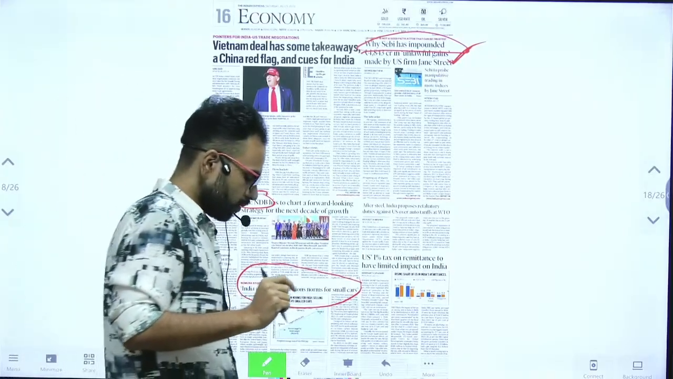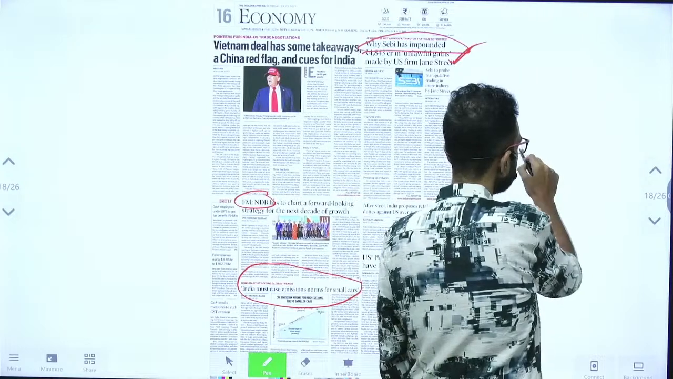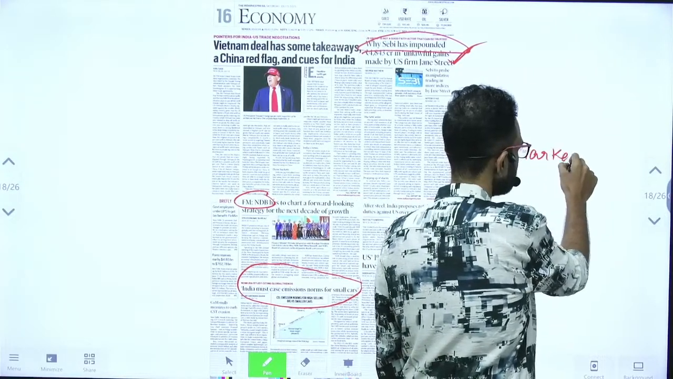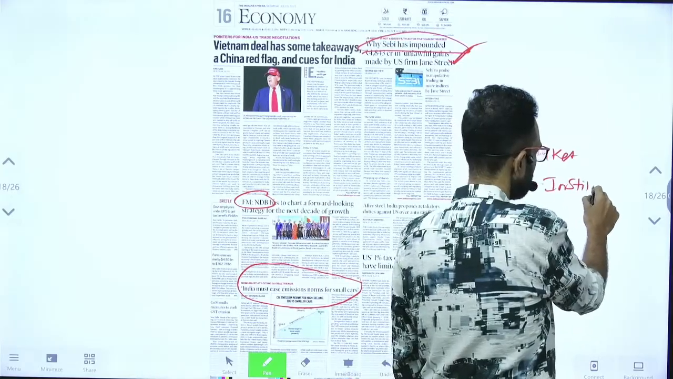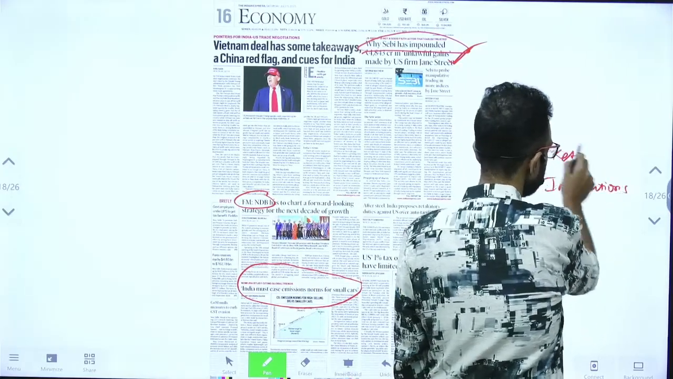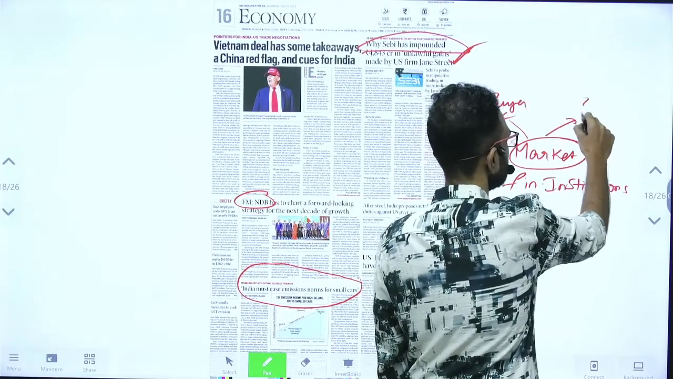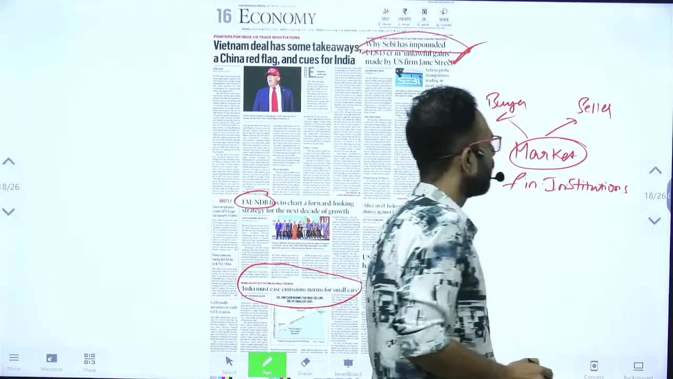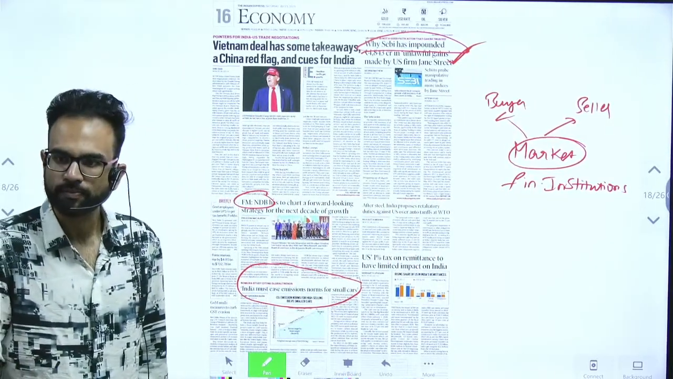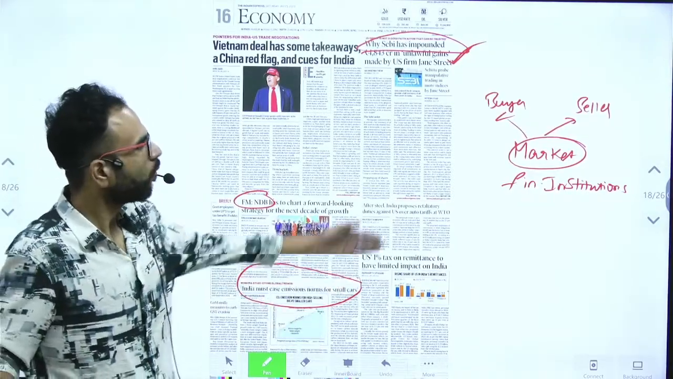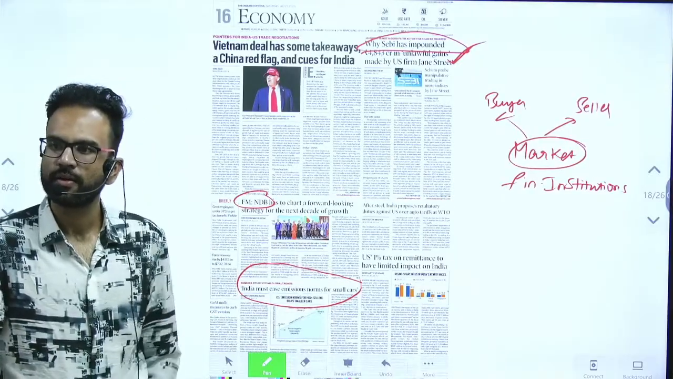In your basics of economy, you will see market forces or financial institutions. What is a market? It's a place where you connect a buyer and seller. So, in a capital market, you are connecting a person who would want to buy capital or sell capital, or trade, buy and sell capital.